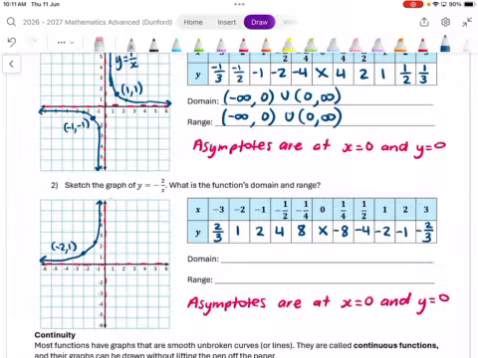Now, our positive x values have negative y values. So that means we're down in our fourth quadrant. So what we're going to do is plot those points. At a half, we're at negative 4. At 1, we're at negative 2. At 2, we are at negative 1.